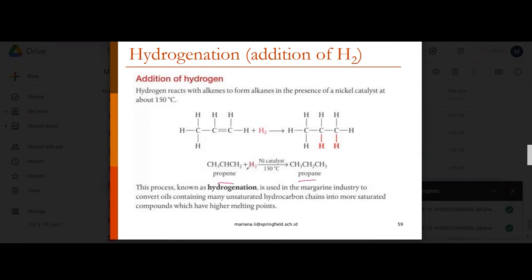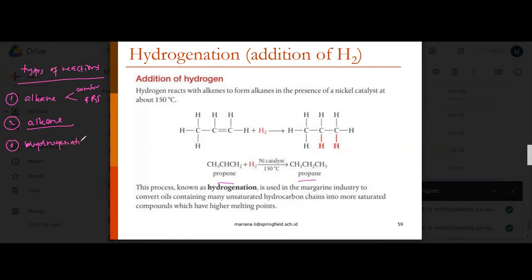I'd like you to start making notes regarding the types of reactions. You already know that alkanes have combustion and free radical substitution. Now we are here at alkenes. There are several reactions of alkenes, starting from one, hydrogenation.